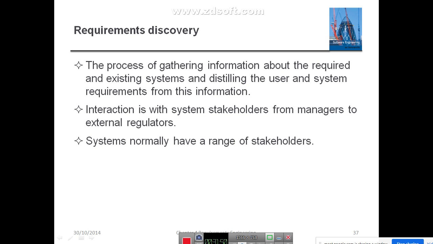All those stakeholders are going to interact with each other, because from their point of view they give the information. Systems normally have a range of stakeholders, and different stakeholders come into existence in each process activity. They interact with each other to gather information, and from that information you distill which are the user requirements and which are the system requirements. Along with that, you get to know what the domain requirements are, also in the requirement discovery stage itself. I hope it is clear, guys.